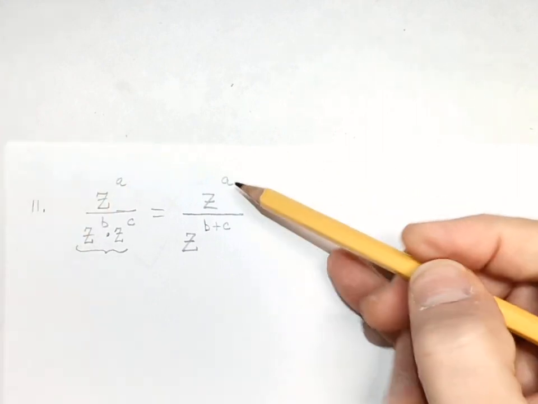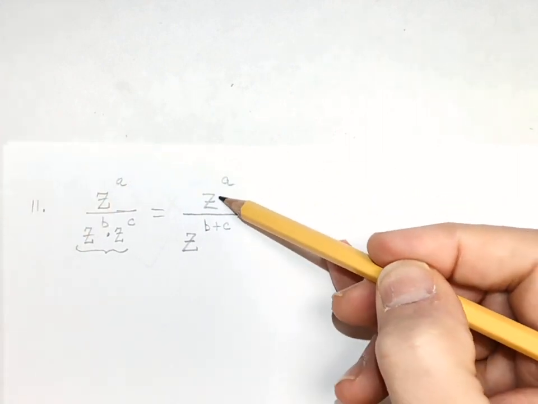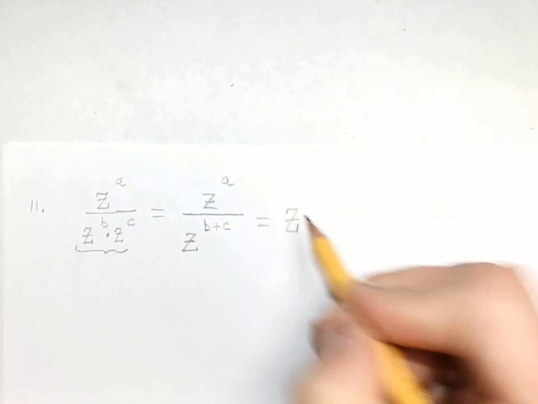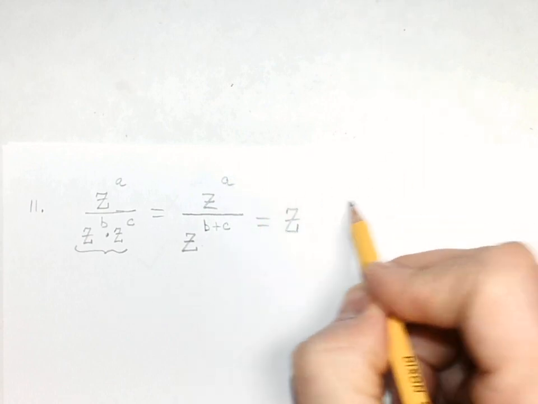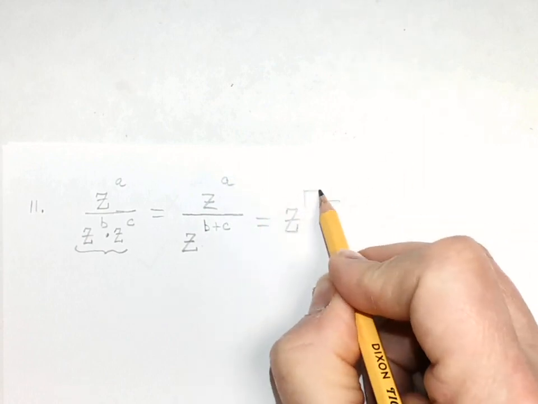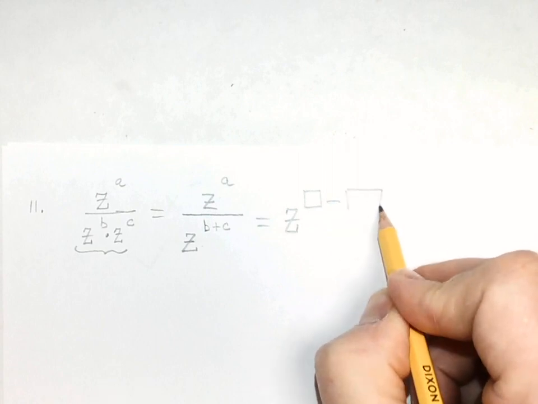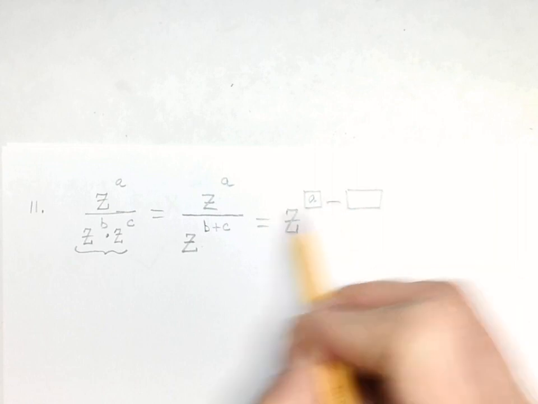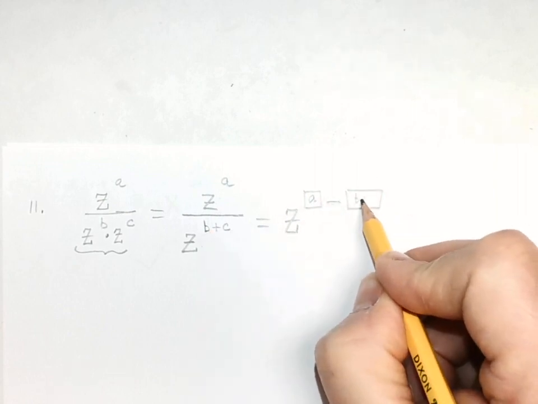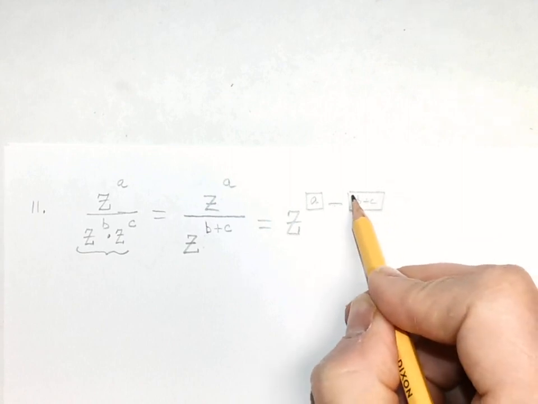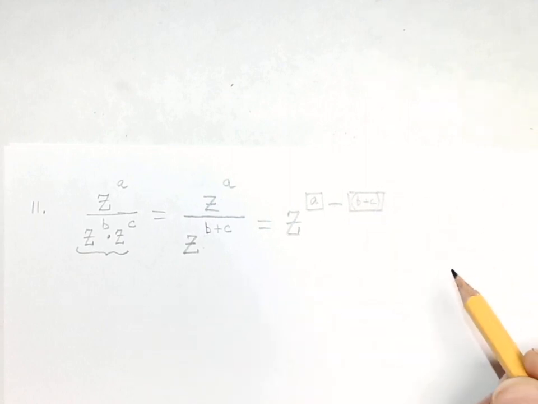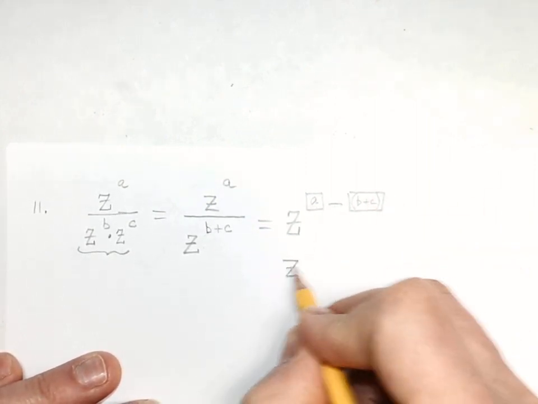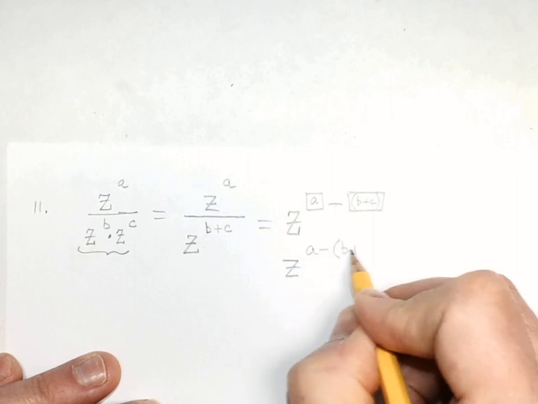Okay, so now I've made the fraction to where it has a single base in the numerator and a single base in the denominator. My rule says that I'll write my base and I'll subtract my exponents from top to bottom. So I'm going to subtract these two things, right? Okay. So from top to bottom, my a, and then a minus, and I have a b plus c. Now, because I have a group, I'm going to need to use parentheses. Okay? And so my answer could be z to the a minus parentheses b plus c.